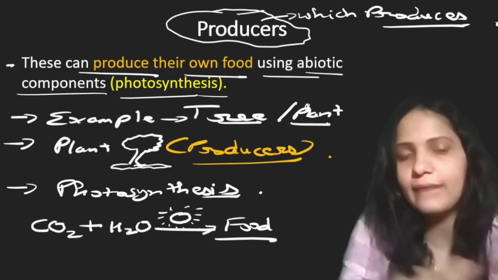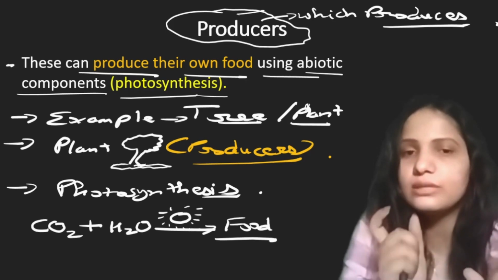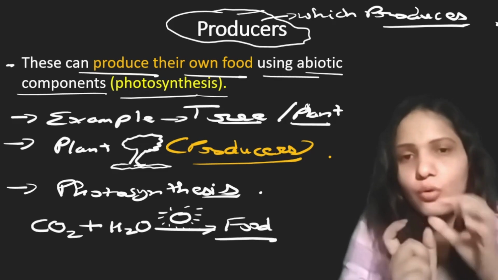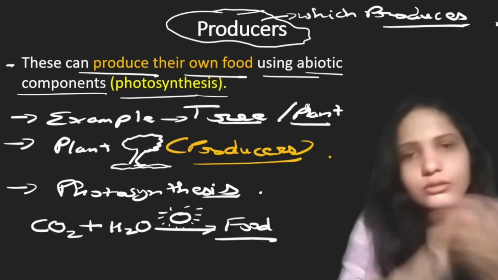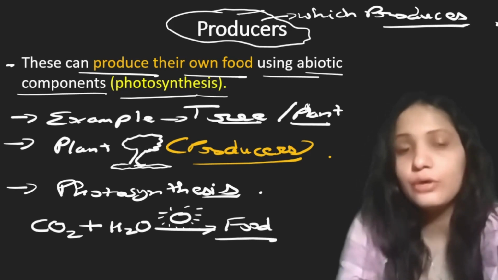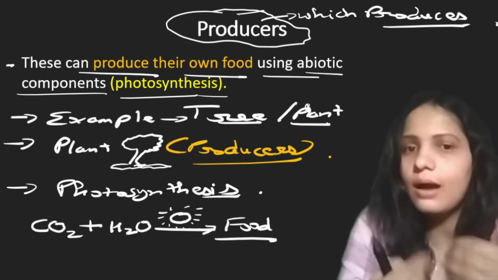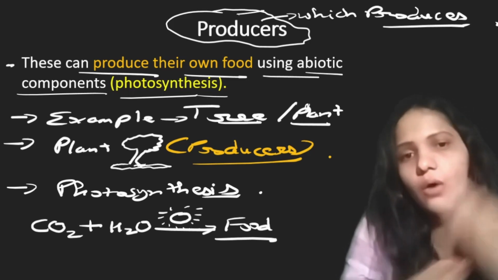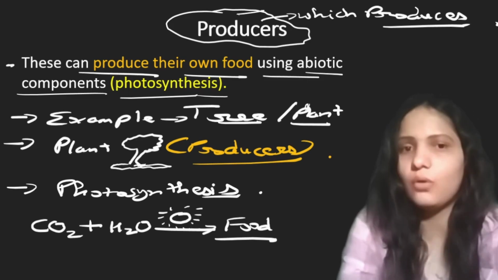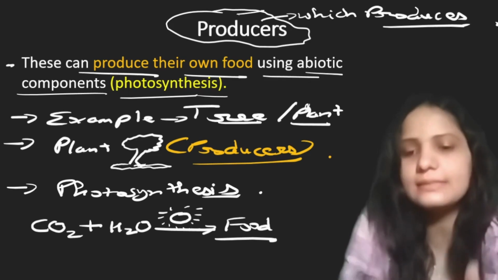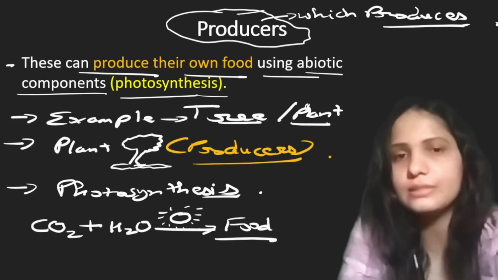They use that food for their growth, and also they store this food. The food stored in the plant body, we consume that food, other organisms consume that food. So plants are the ultimate producers. They are the only producers on which every other organism feeds. This is the reason why we say that plants are the producers.